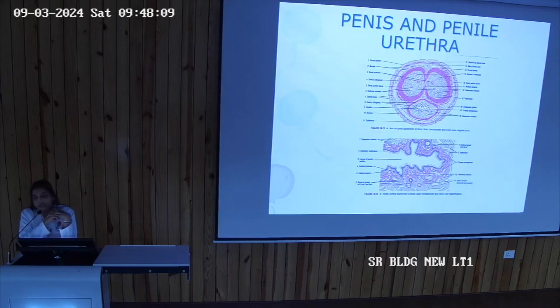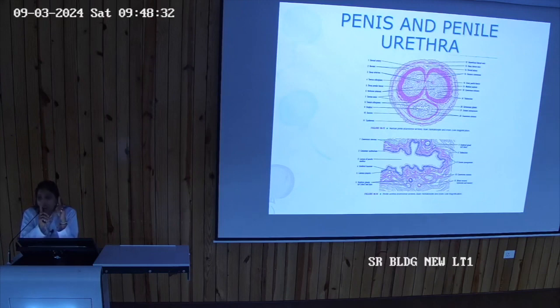Then anteriorly we have the corpus spongiosum. Again it is surrounded by tunica albuginea, and the inner part has a wavy portion which is basically the opening of the penile urethra. The penile urethra has 2 epithelia. The upper layer is stratified to simple columnar epithelium and the lower one is stratified squamous epithelium.